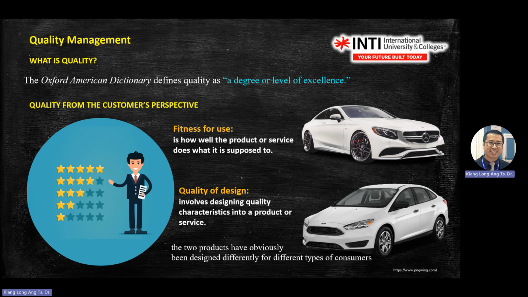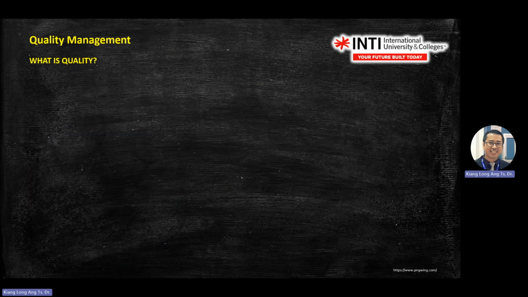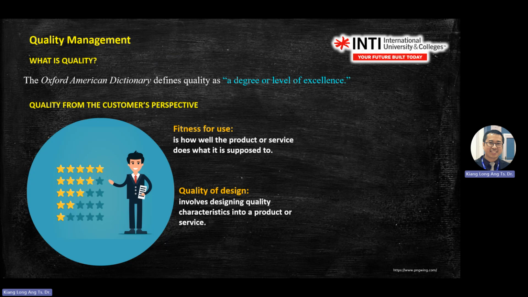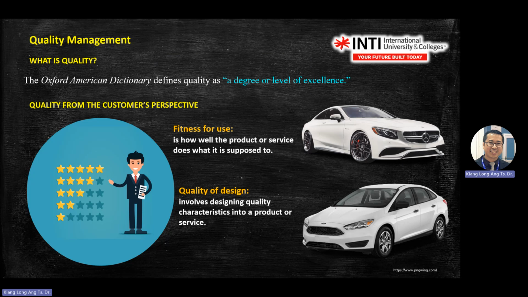When we talk about quality, this chapter will be more on how you monitor the quality. So quality, you have two perspectives from the customer's eyes, fitness and quality. Fitness is you look at the functional, for example, the one on the top, and the quality of design. It's more on the design characteristics, right? So the two cars that you see on the screen actually have a different quality and a different market segment they want to go into.